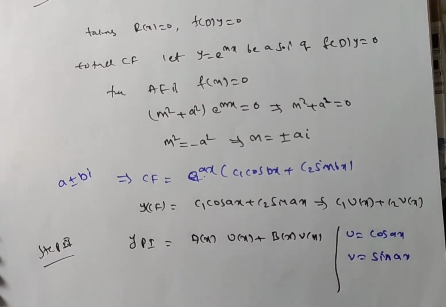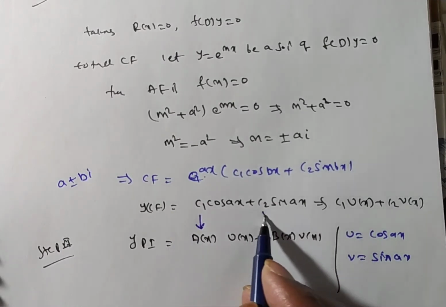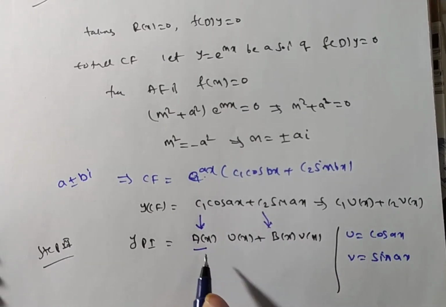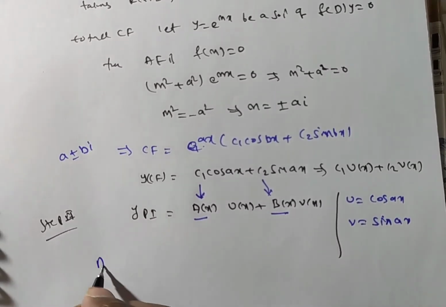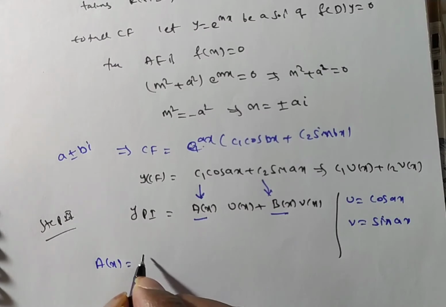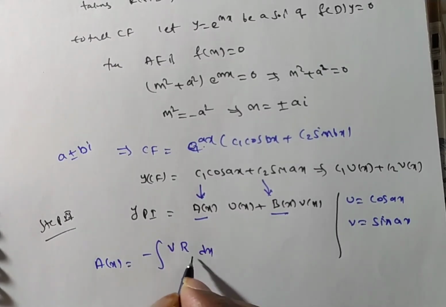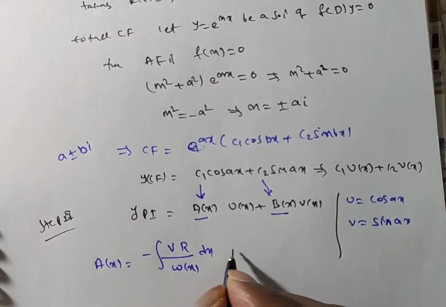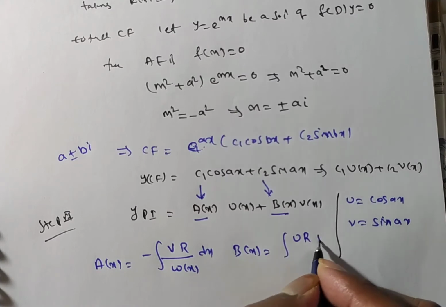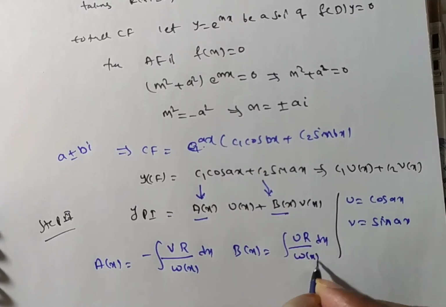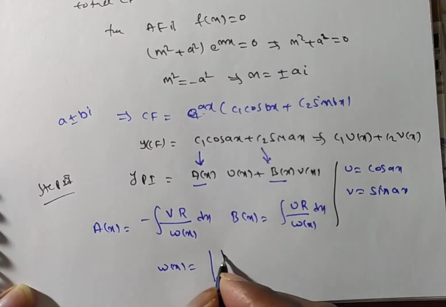Okay, now what is a of x? We don't know, we just replaced c1 by a and c2 by b. So we need to find out a of x value and b of x value. So what is the a of x here? We have a of x is equal to minus integral v of x into r of x dx by w of x, and b of x is equal to integral u of x into r of x dx by w of x, where w of x is equal to the determinant of u v.